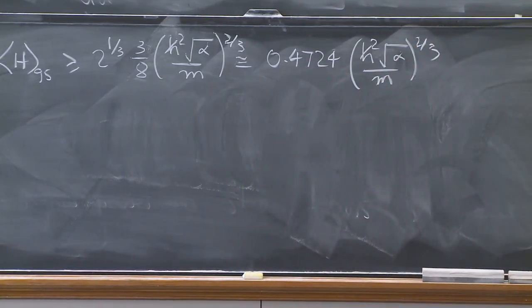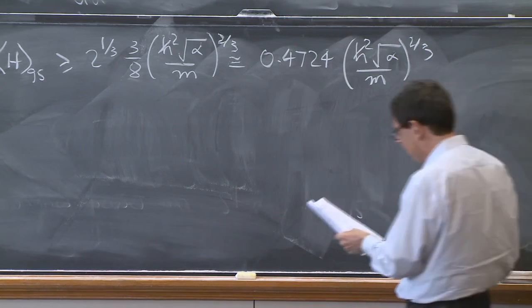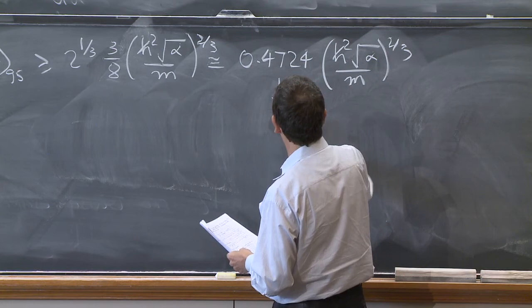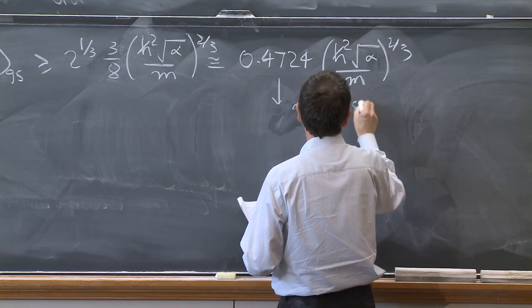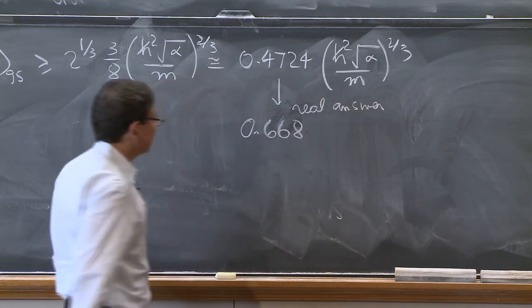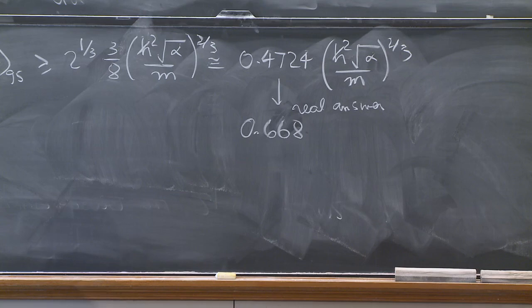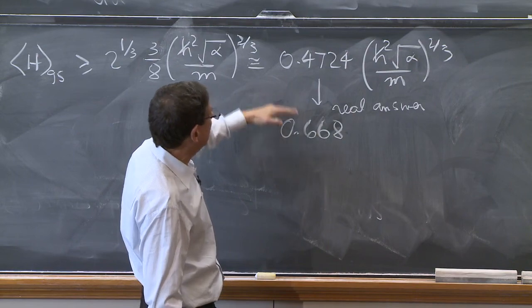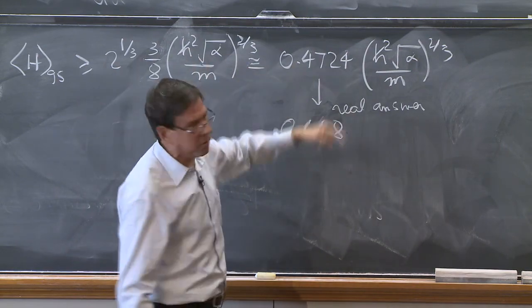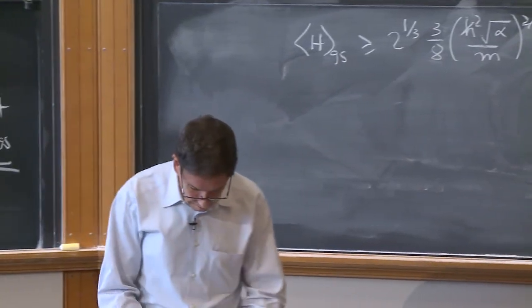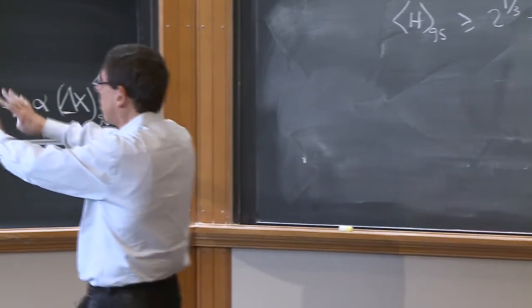And that's our bound. How good or how bad is the bound? It's okay. It's not fabulous. The real answer that is done numerically is 0.668. I think I remember the variational principle gave you something like 0.68 or 69. And this one says it's bigger than 0.47. It gives you something. So the important thing is that it's completely rigorous.